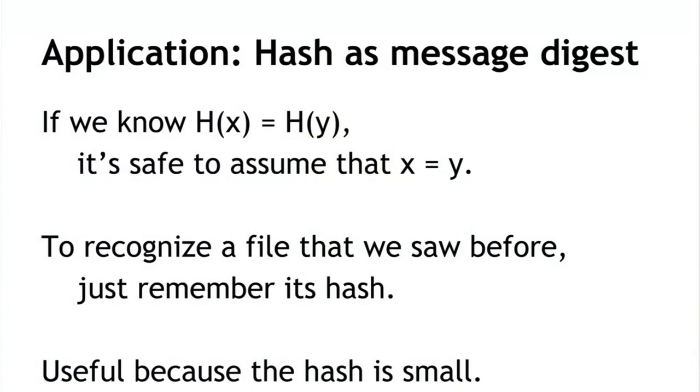If we can assume that we have a hash function that is collision-free, then we can use that hash function as a message digest. And what I mean by that is the following: if we know that x and y have the same hash, then it's safe to assume that x and y are the same. Because if someone knew an x and y that were different that had the same hash, of course that would be a collision. Since there's not a collision that we know of, then knowing the hashes are the same, we can assume that the values are the same.